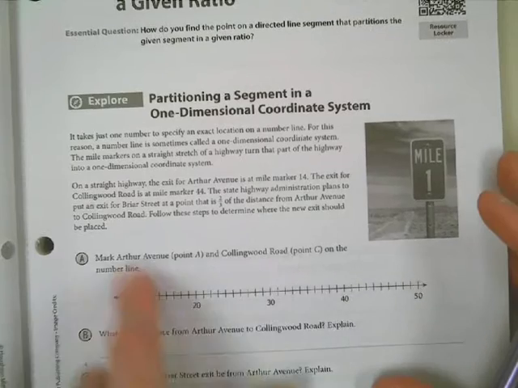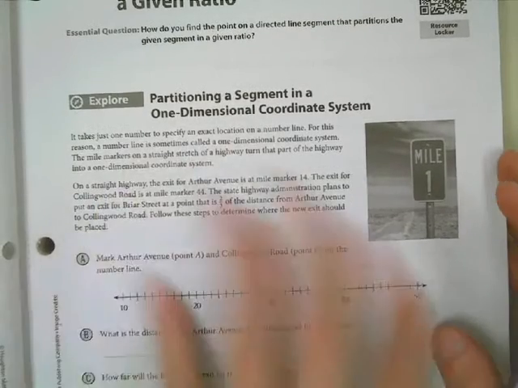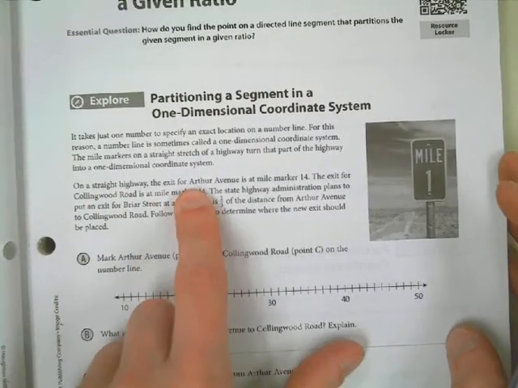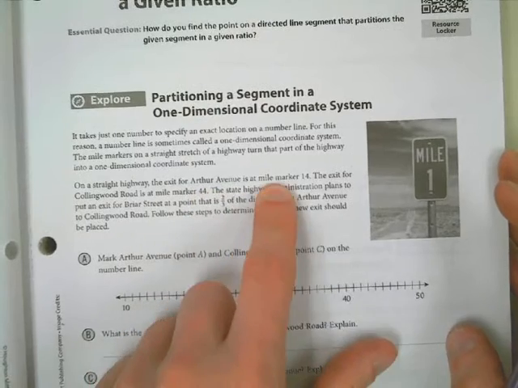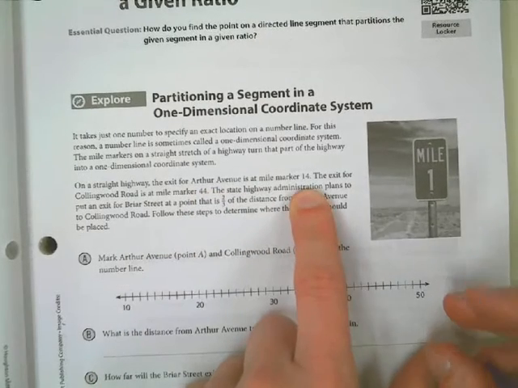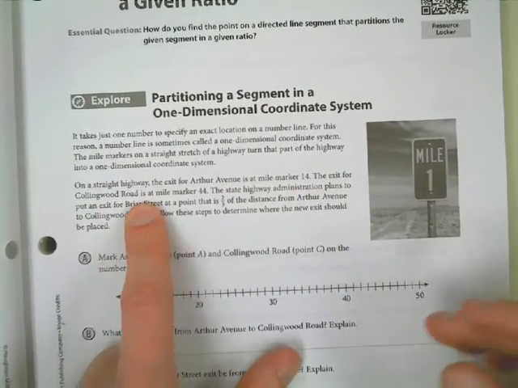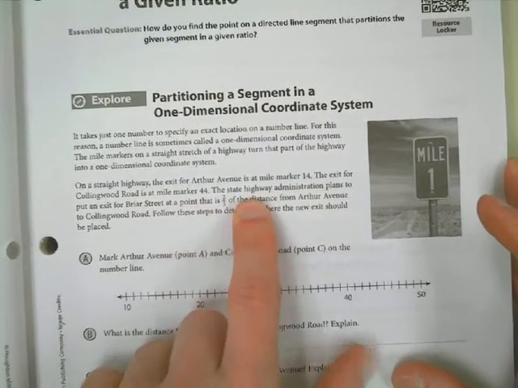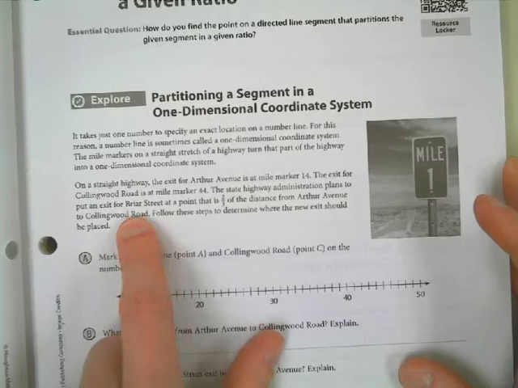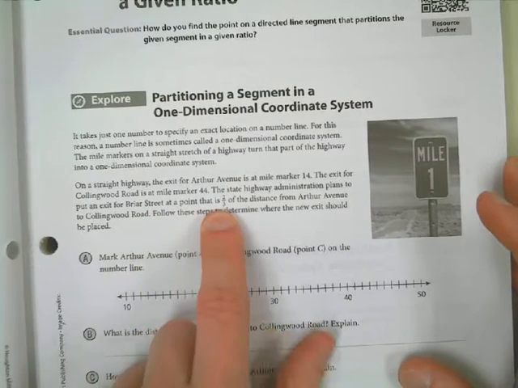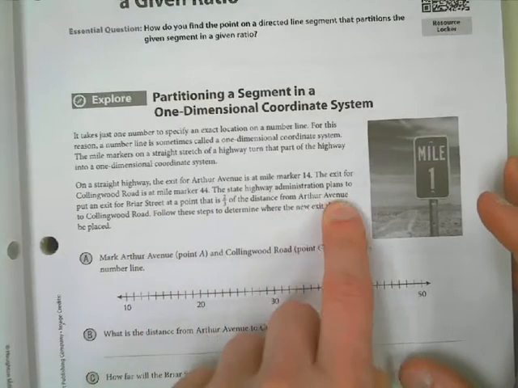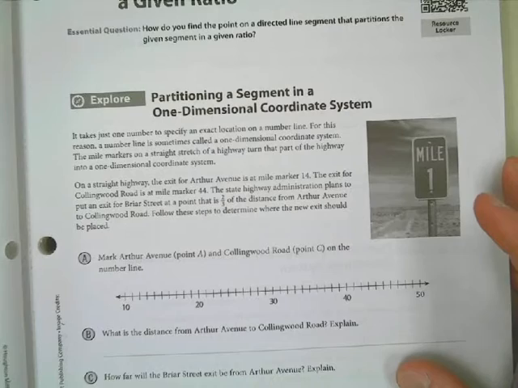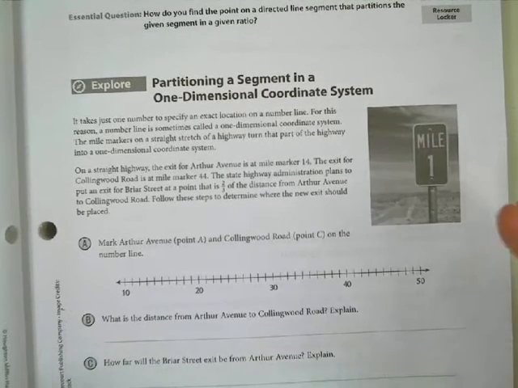So on a straight highway, which is our situation here, the exit for Arthur Avenue is at mile marker 14. The exit for Collingwood Road, another made-up road, is at mile marker 44. The State Highway Administration plans to put an exit for Briar Street at a point that is two-thirds of the distance from Arthur Avenue to Collingwood Road. We're going to follow some steps here to determine where that new exit should be placed.